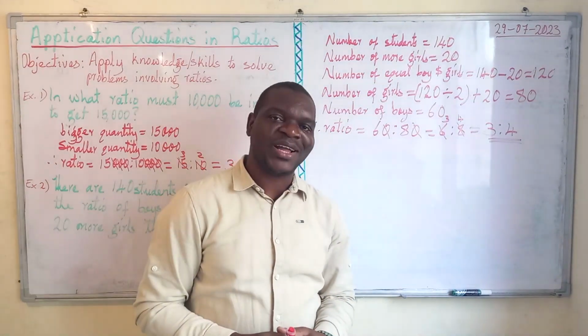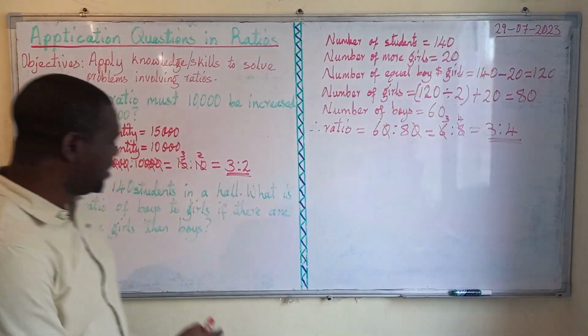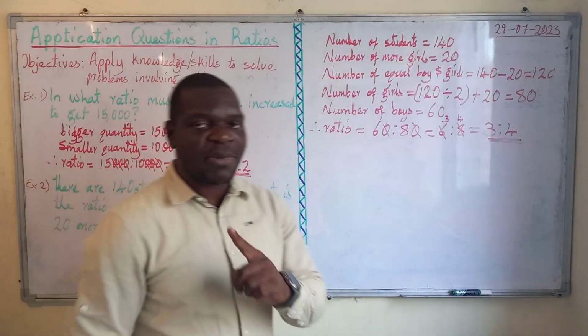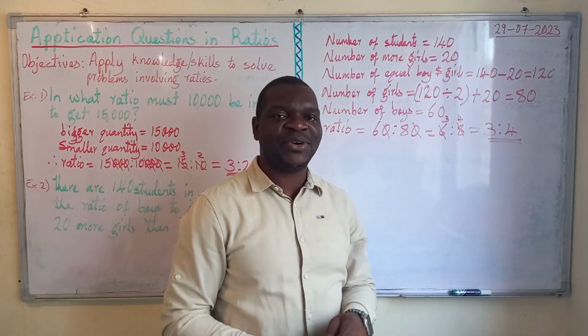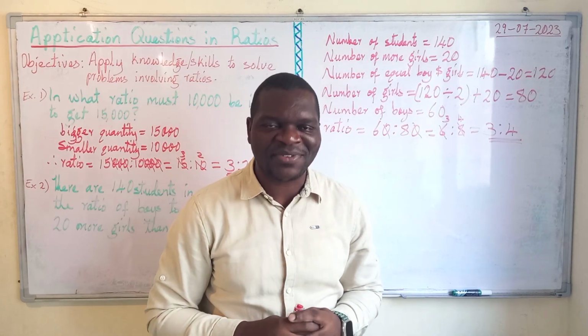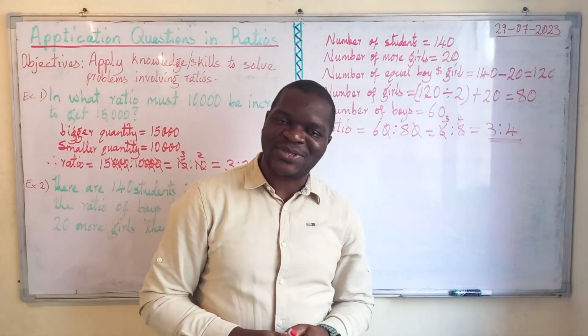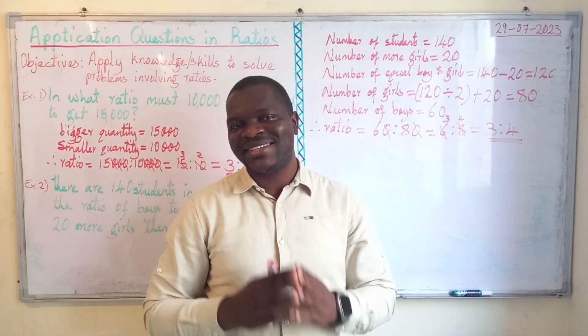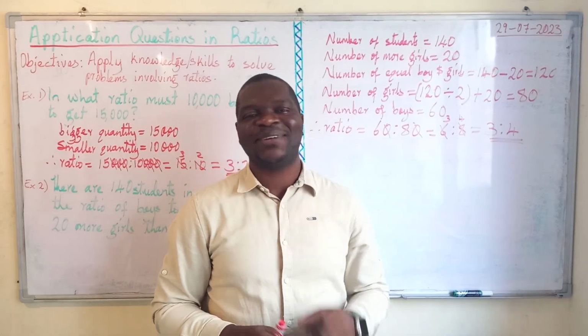This is what you can do if you are given a question as such. And remember to always simplify your final ratio to the lowest term, except specified. If this is understood as well, we move to our last example for the day, example 3.